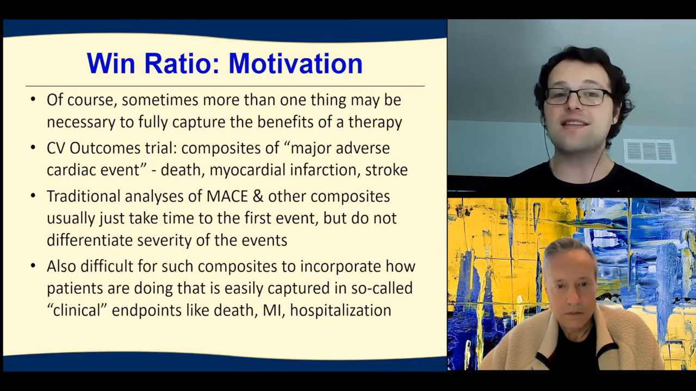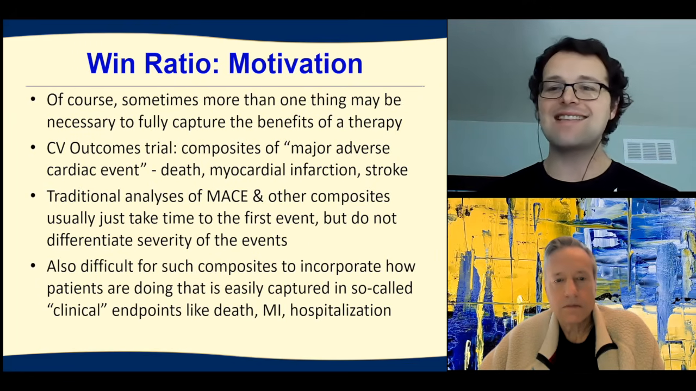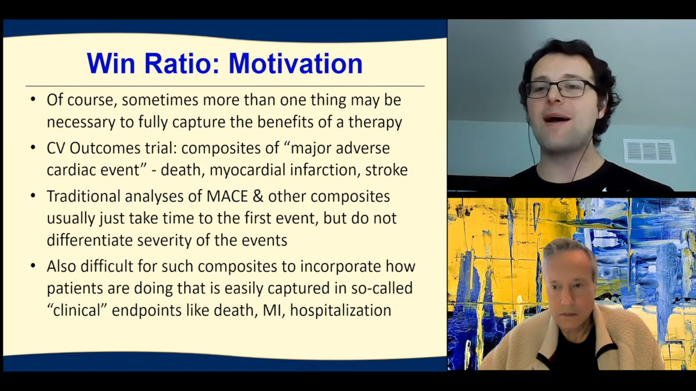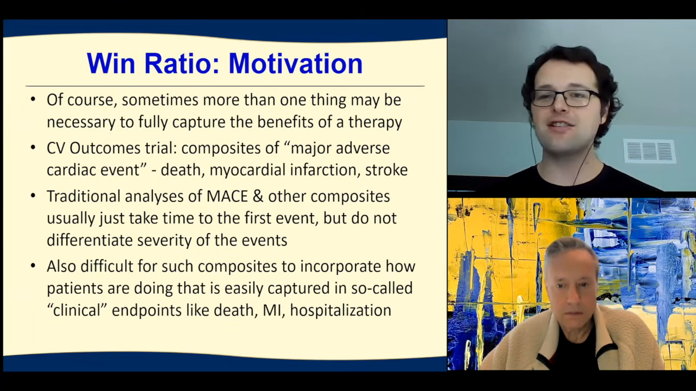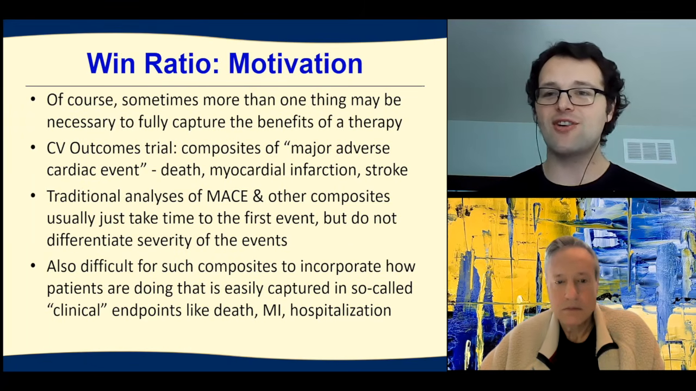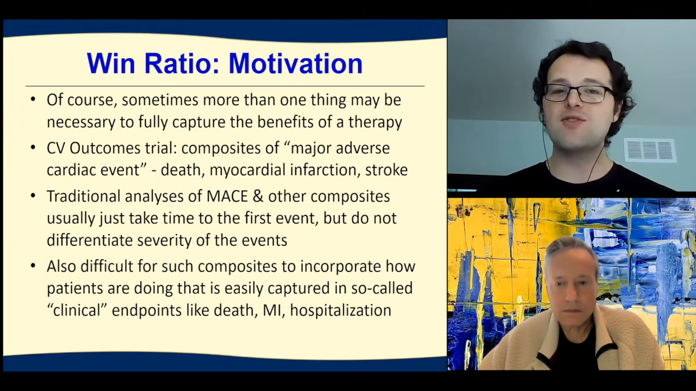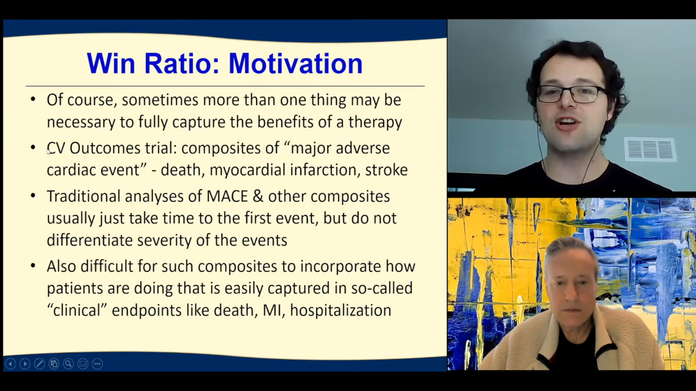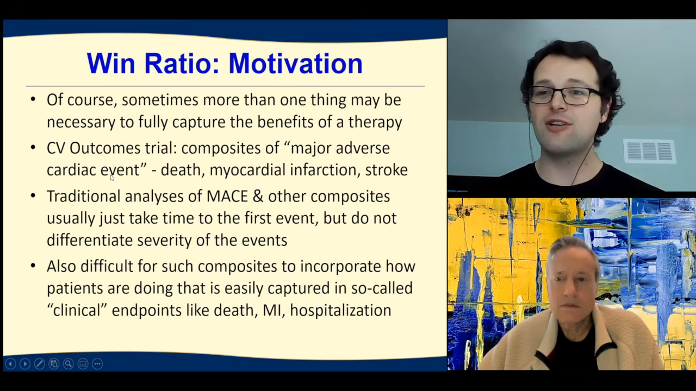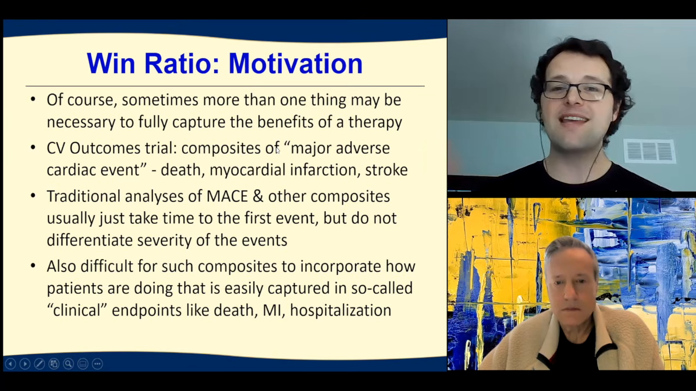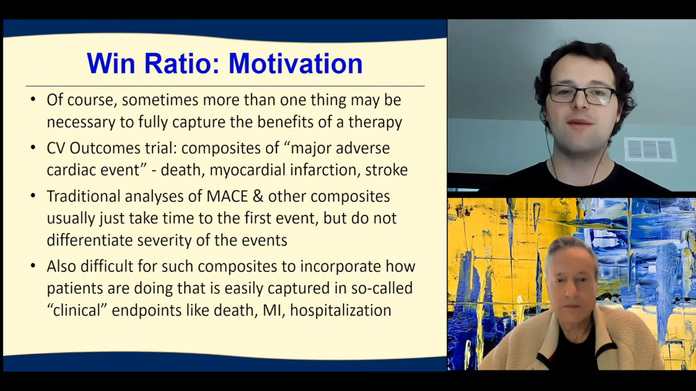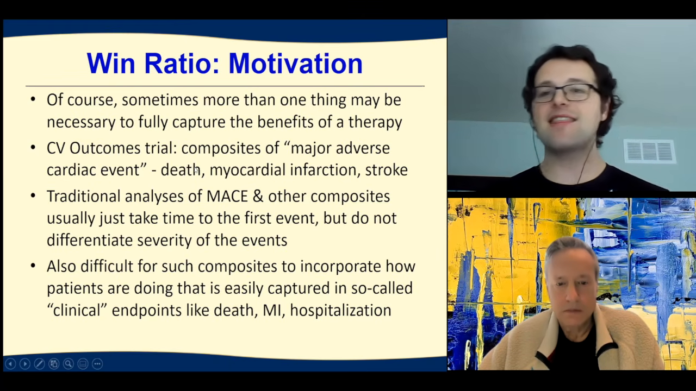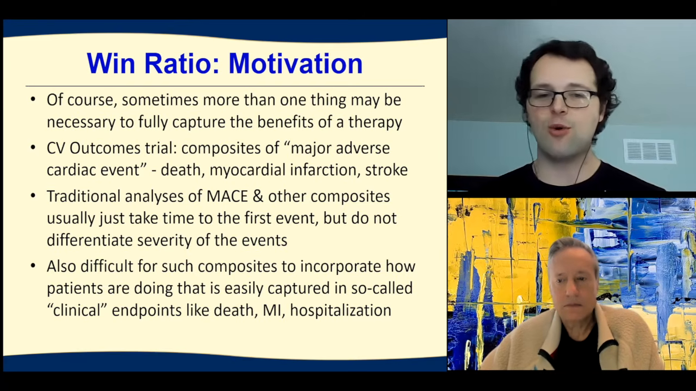But of course, sometimes more than one thing is necessary to capture the benefits of a therapy, right? People don't just have those things in a vacuum. These are all things that matter to patients, particularly those with cardiovascular disease. So we often create composite endpoints, a term that people who read the cardiovascular literature will probably be familiar with. Something like major adverse cardiac event, often abbreviated as MACE, is often the endpoint in our cardiovascular outcomes trials. And this might be something like death, myocardial infarction, or stroke.